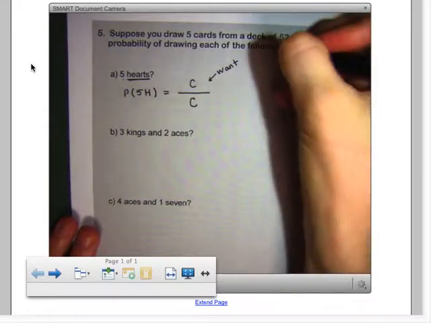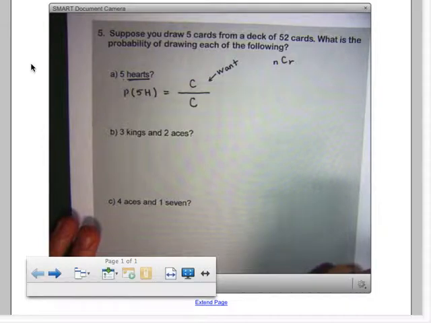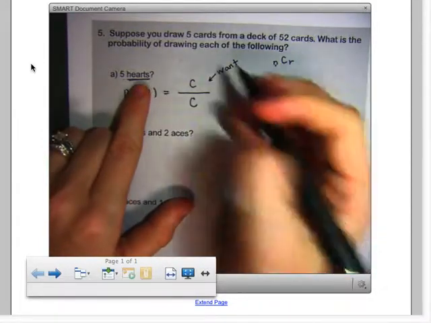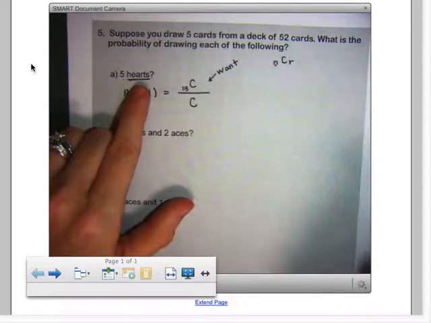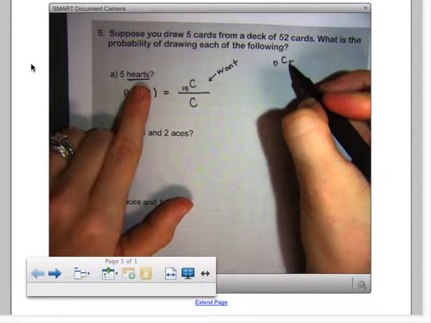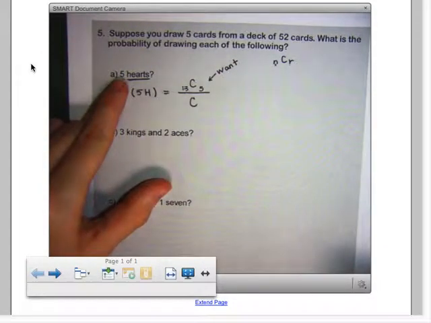Remember the notation for combination is nCr. We know n was the total. If I'm dealing with hearts, there are 13 hearts total. And the r was what I was looking for. So I want 5 hearts, so my r is going to be 5.